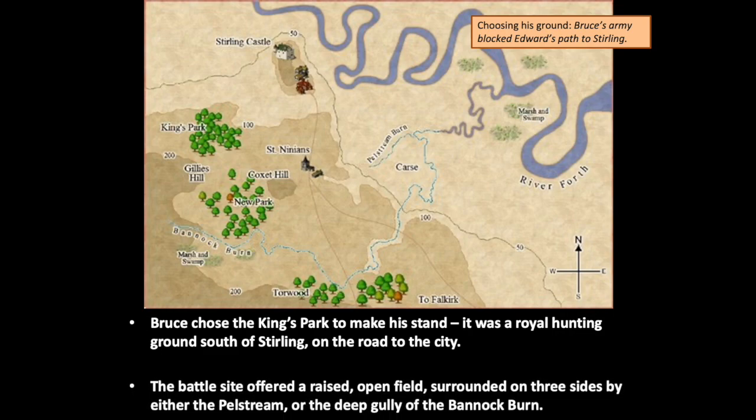The battle site offered a raised, open field surrounded on three sides by either the Pell Stream to the right or the deep gully of the Bannockburn to the bottom and to the left. So Bruce is choosing ground to contain the forces and basically to try and negate the massive numerical advantage of the English. The Pell Stream sat in a gully just like the Bannockburn, and it was choked out with dense gorse and undergrowth. It would be a difficult obstacle to infantry and cavalry alike to try and cross.